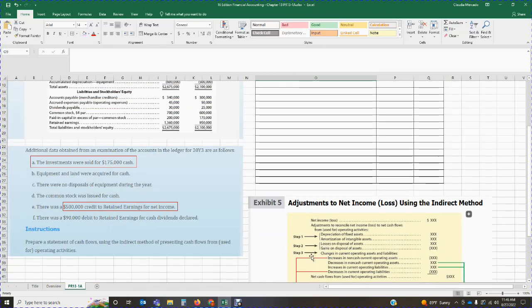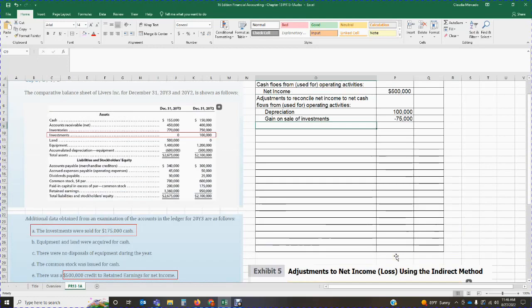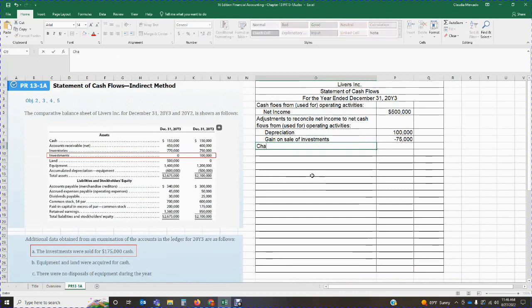Then step number 3, this is the one that's a little bit more challenging. These are the changes in current operating assets and liabilities. So let's bring in that category. Changes in current operating assets and liabilities.